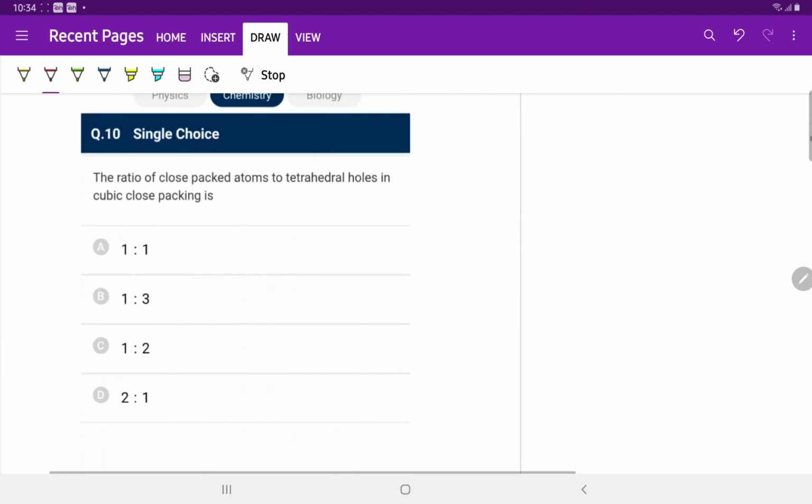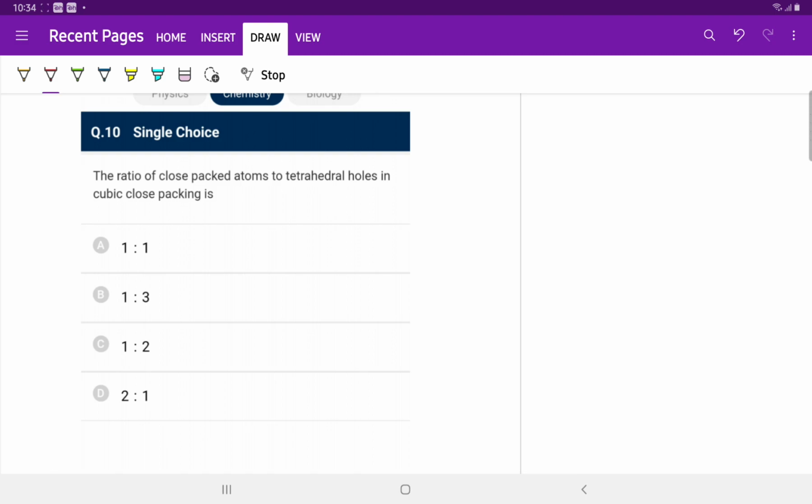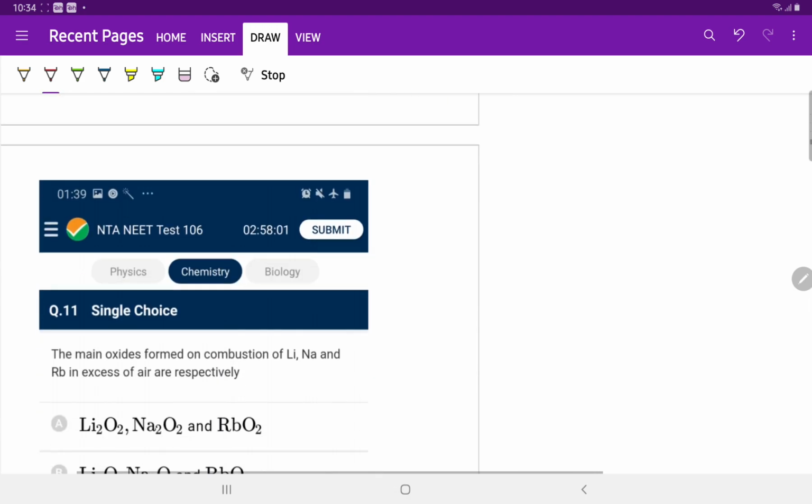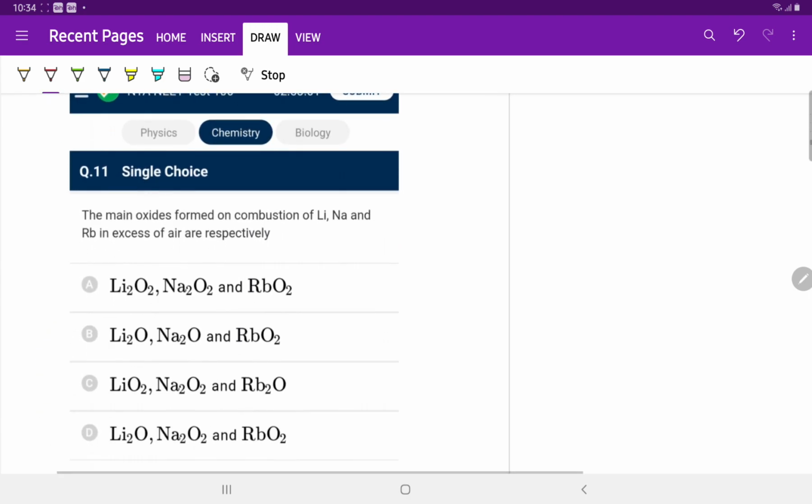For question number 10, the close pack atom to tetrahedral voids in cubic close packing is the ratio. The atoms are 4 and the tetrahedral voids are 8, so the ratio is 1:2. So option C is correct for question number 10. We will move to question number 11. The main oxide formed on combustion of lithium, sodium and rubidium. Lithium forms normal oxide Li2O, sodium forms peroxide Na2O2 and rubidium forms superoxide. So option D is correct for question number 11. We move to question number 12.